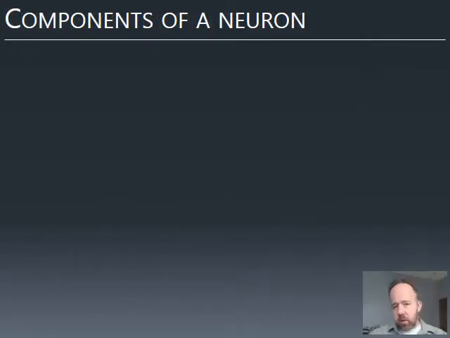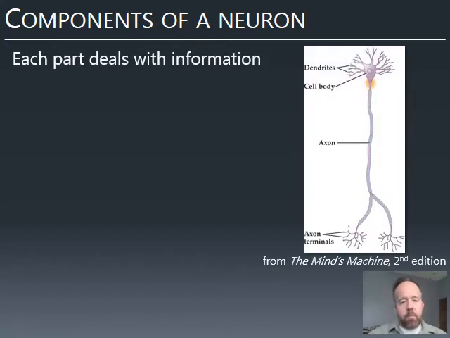So how are neurons built? I'm going to show you here a basic diagram of a neuron. As I just said, neurons come in various shapes and sizes, so we don't want to make the mistake of thinking that all neurons look like this one. But this is a fair depiction of a typical neuron. The thing about neurons is they are information processing units, and each part of a neuron deals with that information processing. Each part of a neuron has a different job.